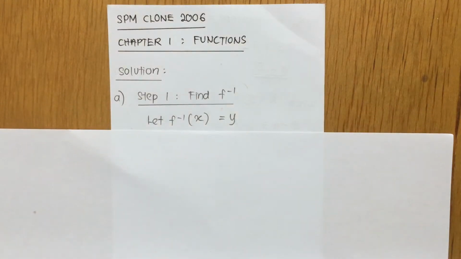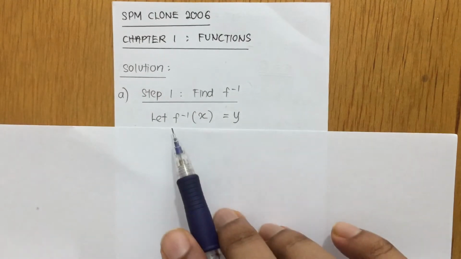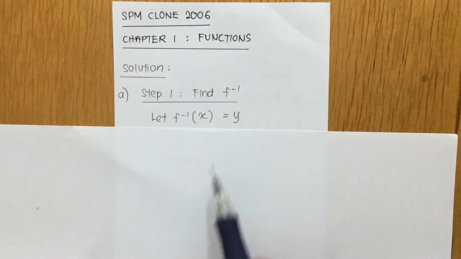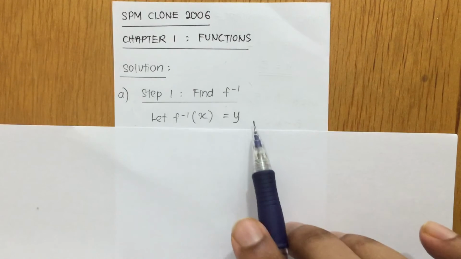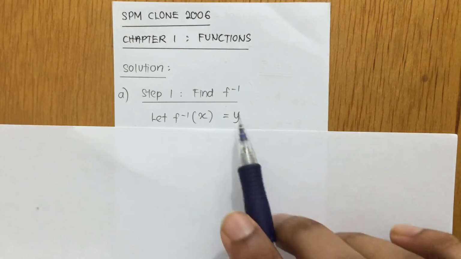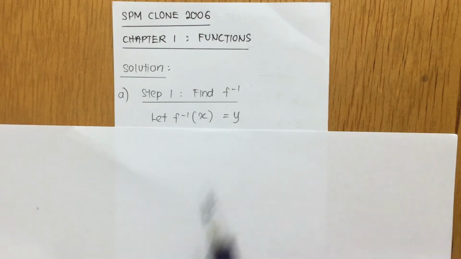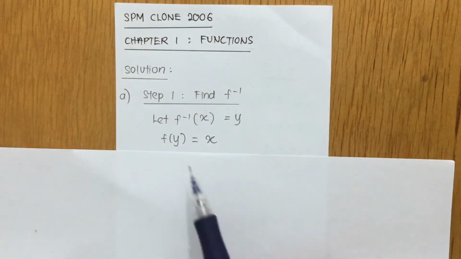To find the f inverse, we're going to let f inverse x equal to y. So this f inverse will be moved over to the right hand side and become the f function of y. So f(y) will be equal to x in this case. Okay, so from here let us continue.